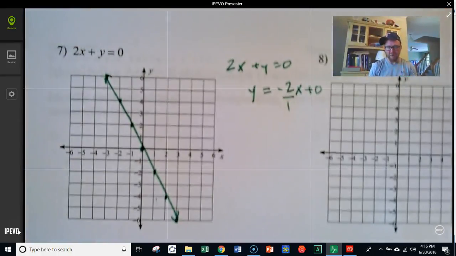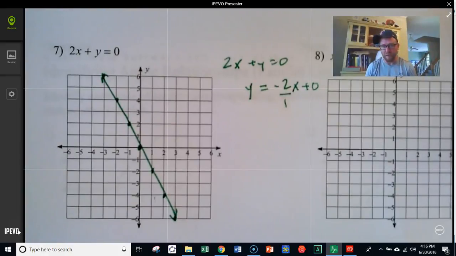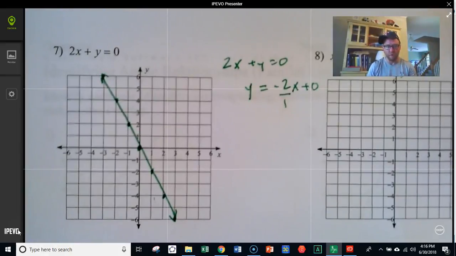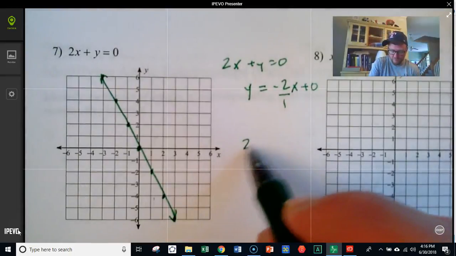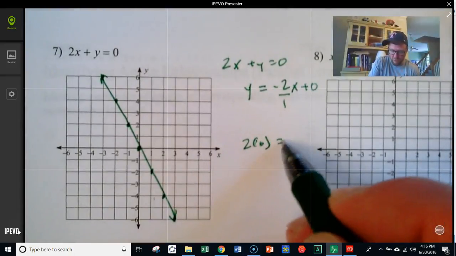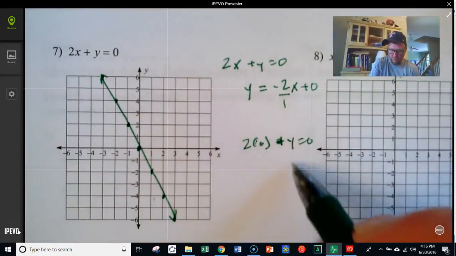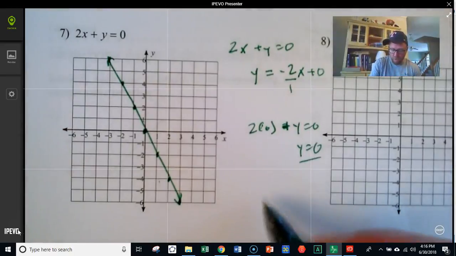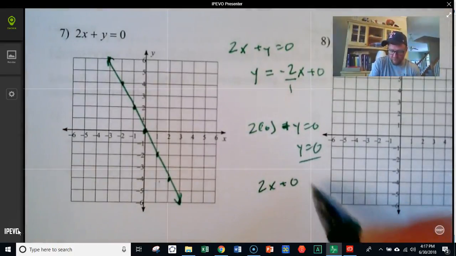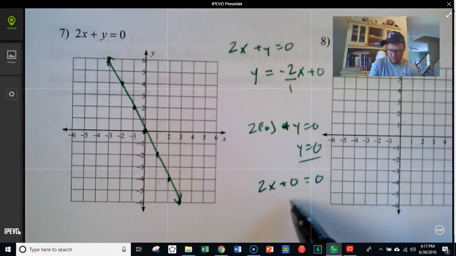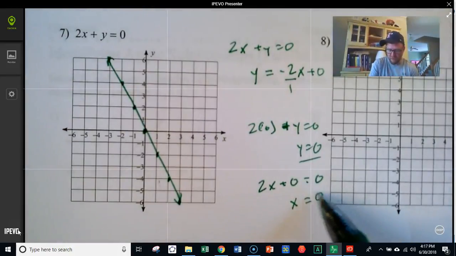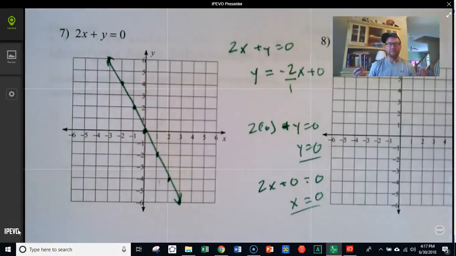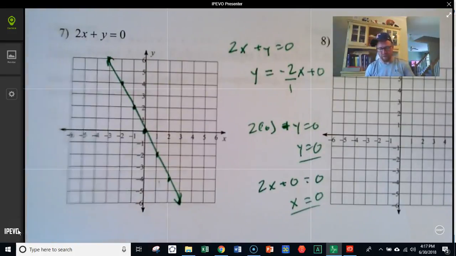Notice, this is a really interesting example of one where finding the intercepts would do you no good. Because look, you'd go 2 times 0 plus y equals 0, or y equals 0, the y-intercept is 0. Or you'd go 2x plus 0 equals 0, which means that x equals 0 as well. So you don't end up with two separate points, you just end up with one point, the origin. You can't graph a line with just one point. Okay, next one.